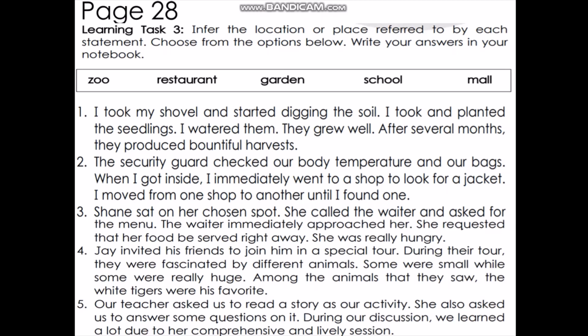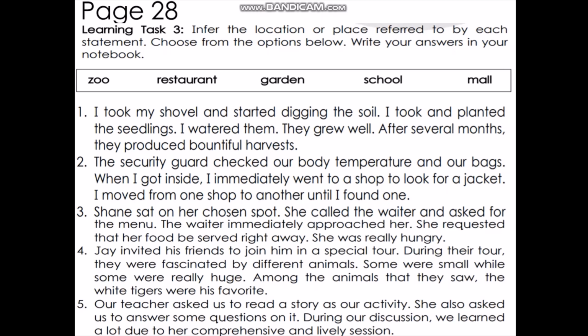So now, let's do page 28. Get your paper, write page 28, and write number 1 to 5. Answers only. So, this is what you're going to do. You infer the location or the place referred to by each statement. You need to choose from the options in the box, and write your answer in your paper. The choices are zoo, restaurant, garden, school, and mall.